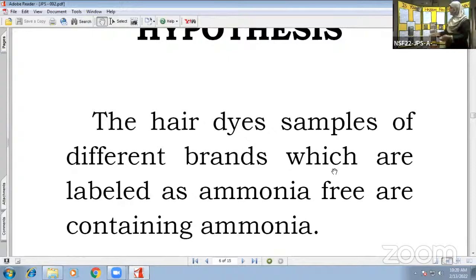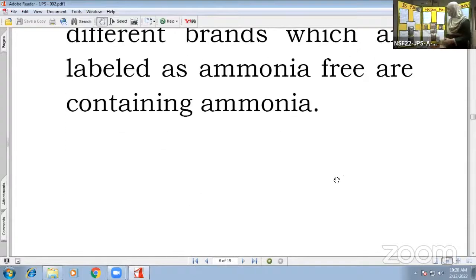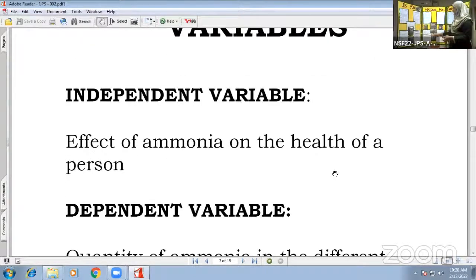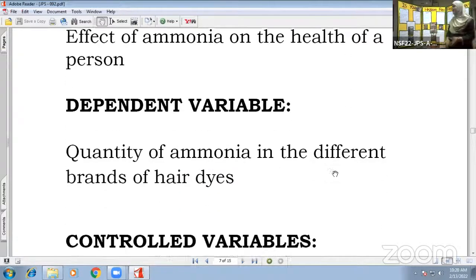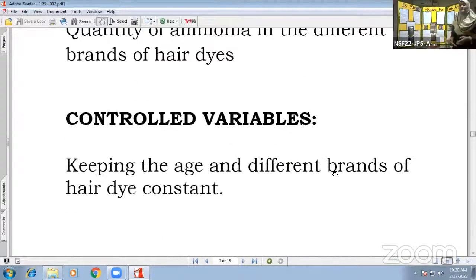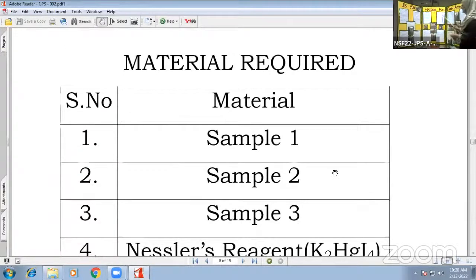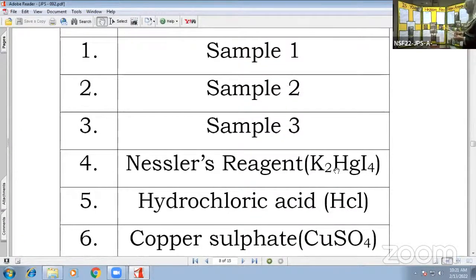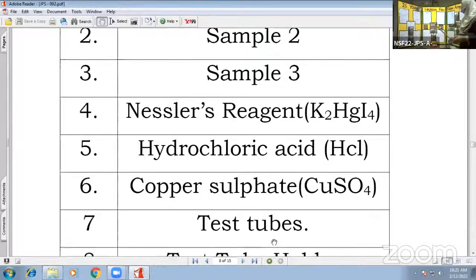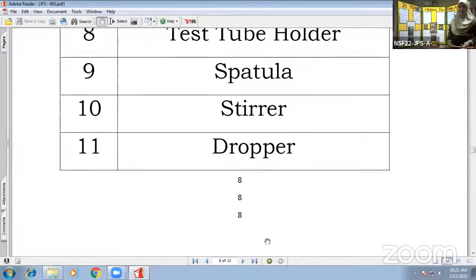So I have done an experiment. For that, my hypothesis was that the brands which are labeled as ammonia-free were still containing ammonia in them. My independent variable was the effect of ammonia on the health of a person. Dependent variable was the quantity of ammonia in different brands of hair dyes. And control variable was keeping the age and the quantity of hair dye constant. So I have done three tests. The materials which I required were sample 1, sample 2, and sample 3. Sample 1 was Godrej hair color, sample 2 was Indica hair color, and sample 3 was Garnier hair color. And I even required the necessary reagents: hydrochloric acid, copper sulfate, test tube holders, spatula, dropper, etc. I have done three tests, as I said before.